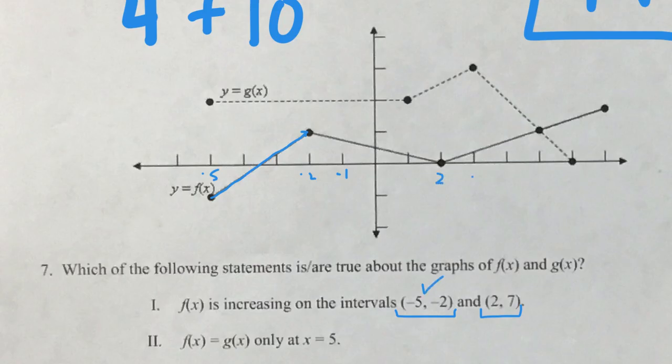And then 2, 3, 4, 5, 6, 7. Yes, the graph is also going up from 2 to 7. So this one is true. Both those things are true.